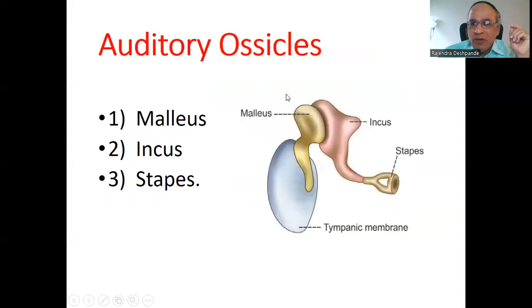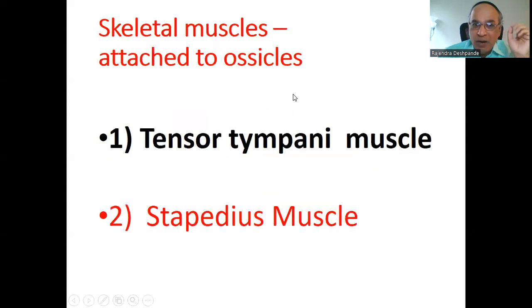Okay, now we are talking about the ossicles. This is the malleus, this is the incus, and this is the stapes. To the tympanic membrane, which bone is attached? This is also an MCQ. The malleus bone is attached, not the stapes. Malleus, incus, stapes: these three names you must remember as the bones of the middle ear. They are attached to two muscles, the tensor tympani muscle and the stapedius muscle.